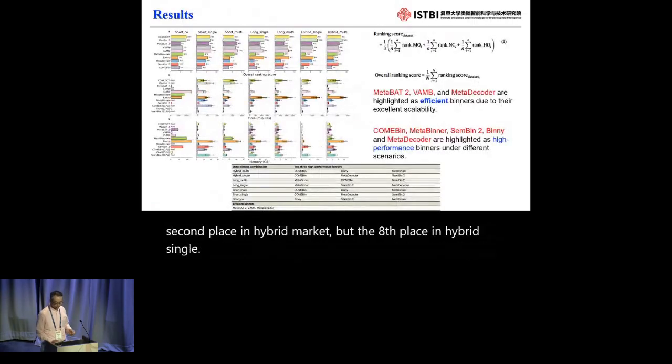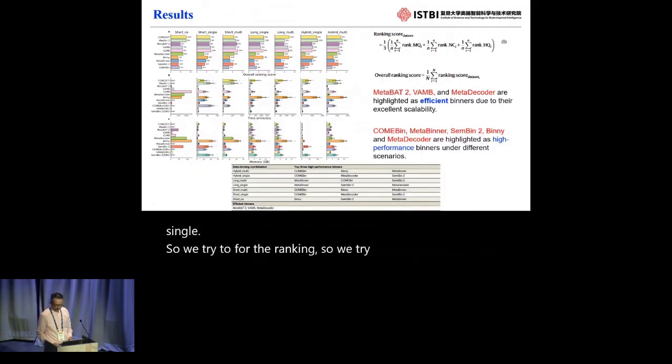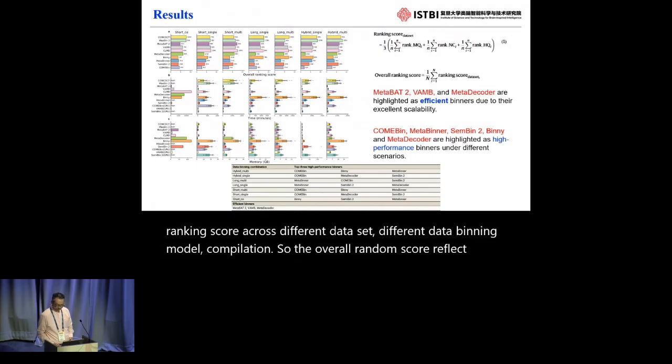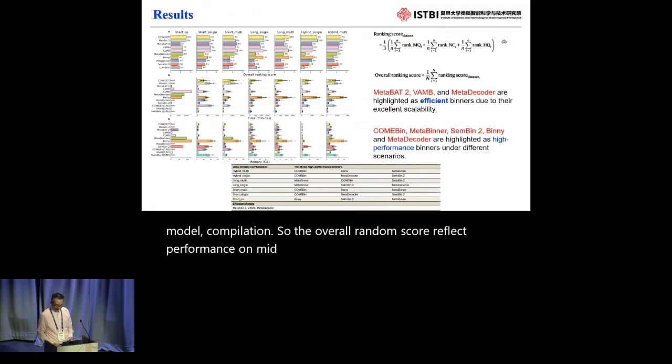So for the ranking, we try to calculate the overall ranking score across different datasets and different data-binning mode combinations. The overall rank score reflects performance on mid-quality, near-complete, and high-quality MAGs across all datasets. Based on needs, we list the top 3 high-performance binners for each combination, along with the efficient binners.